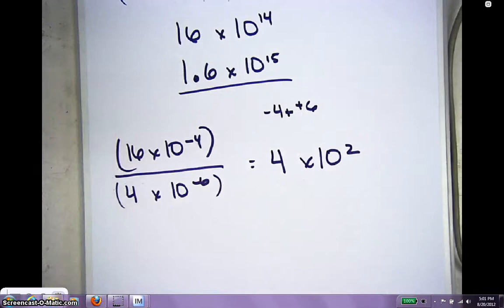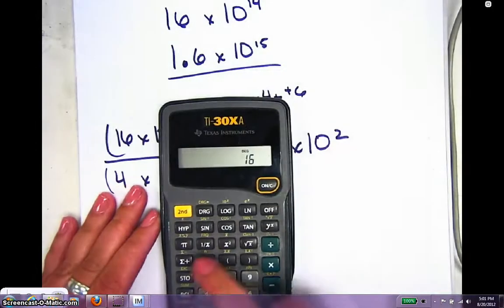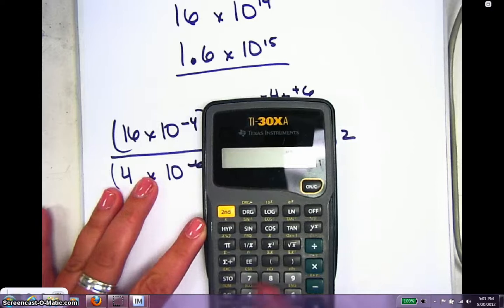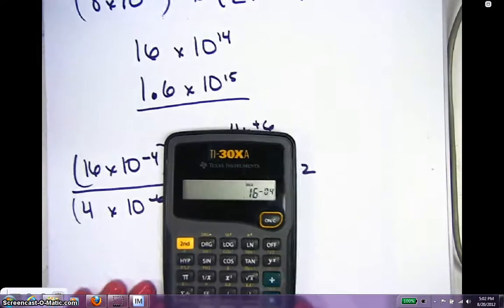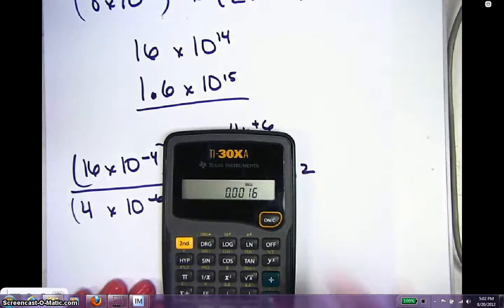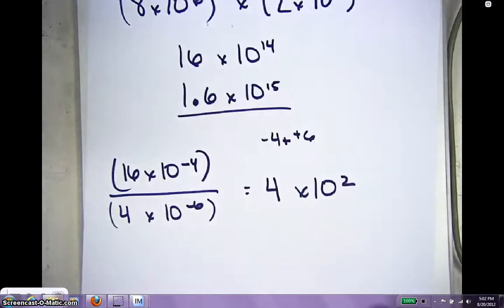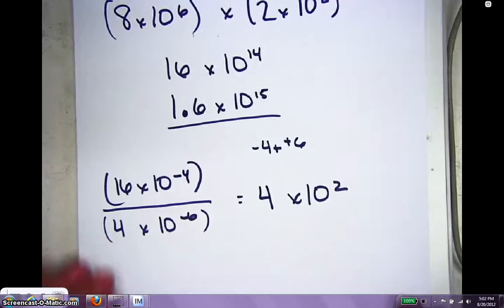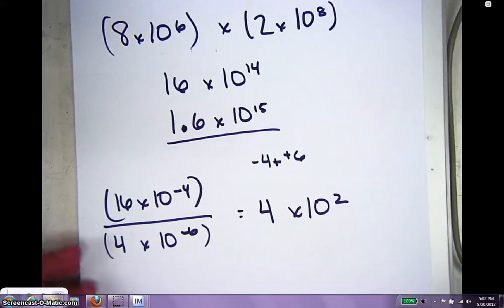Okay? Now let's punch it into the calculator. Okay? So I have 16 EE, and then I would hit negative 4. Oops, there's kind of a glare there. Let me move it over a little bit. And then divide that by 4 EE negative 6. Enter. And I get 400, which is 4 times 10 to the 2nd. Okay? And we'll be doing a lot of practice with this on a math worksheet in class, so you'll get to practice and get the hang of it and learn how to use your calculator.